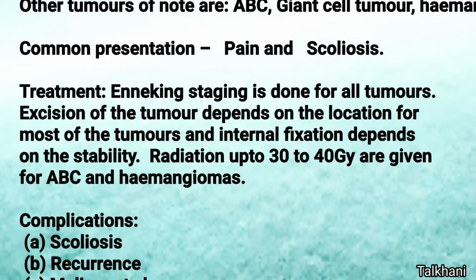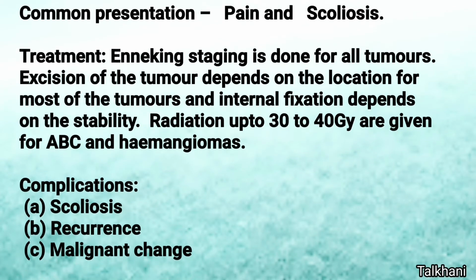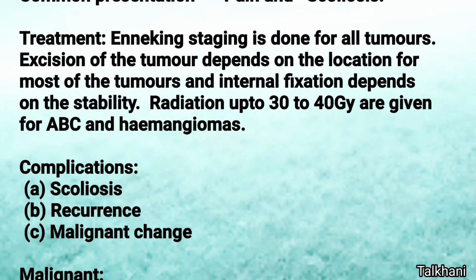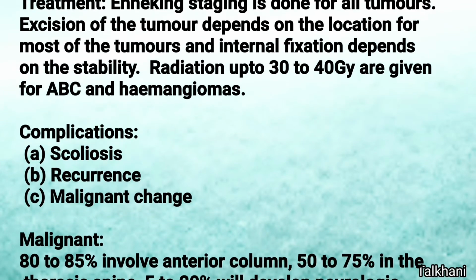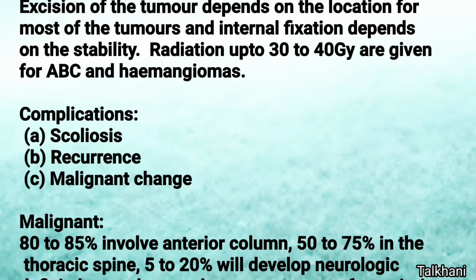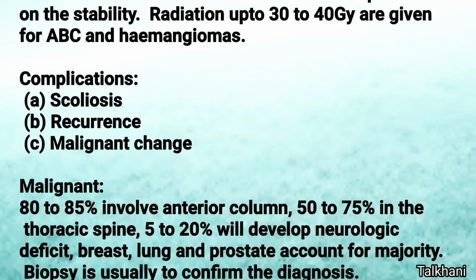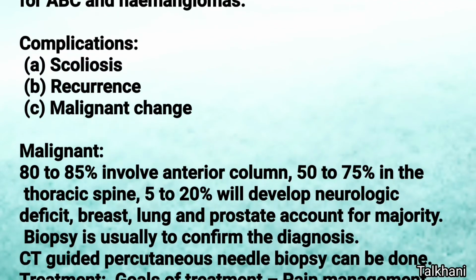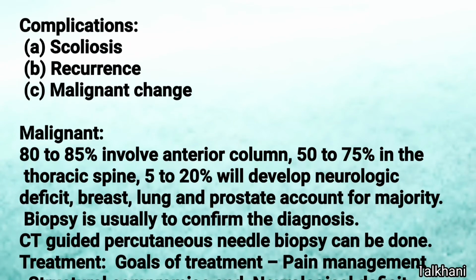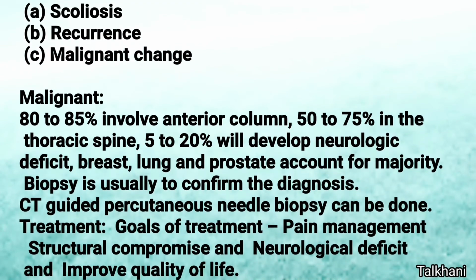Let's look at malignant spinal tumors. Most common are metastatic deposits. 80 to 85% involve the anterior column, 50 to 75% in the thoracic spine, and 5 to 20% will develop neurologic deficit. Breast, lung, and prostate account for the majority. Biopsy is done to confirm the diagnosis. CT-guided percutaneous needle biopsy is a useful technique.